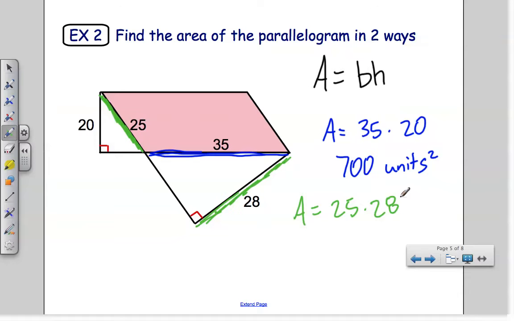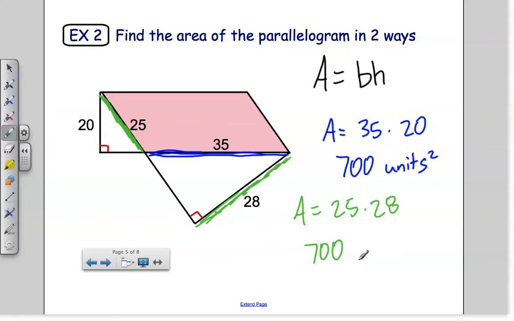And I'll check on the calculator, but I should get 700 again. Obviously, it's the same shape. It should have the same area no matter what way you find it. And it is, once again, 700 units squared. So I was able to look at each of the sides of the parallelogram as being a base, finding the height between, and get that formula two ways. So that was kind of neat.